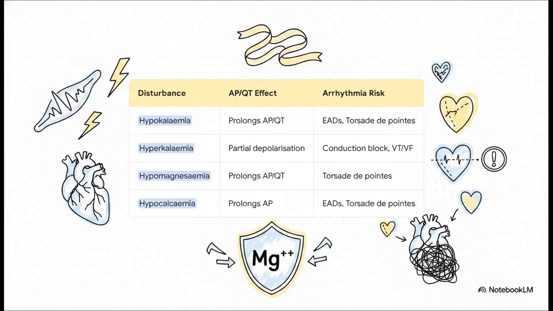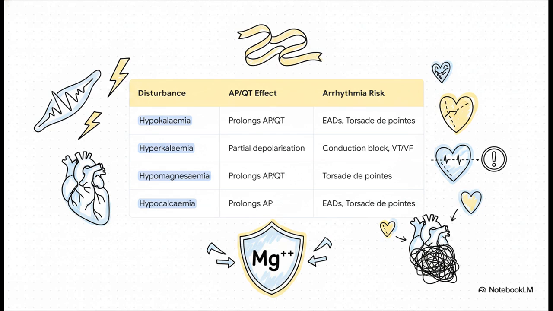This table is clinically vital, and it's really worth pausing on. Low potassium is particularly dangerous because it reduces the activity of that IKR current, directly prolonging repolarization and setting the stage for EADs. Hypomagnesemia acts in a similar way and also inhibits calcium channels. Conversely, hyperkalemia partially depolarizes the resting membrane potential.